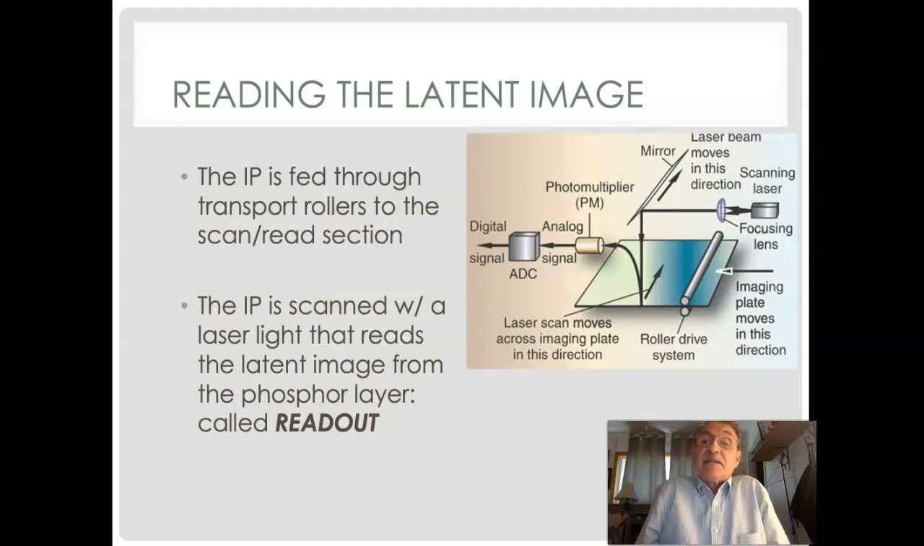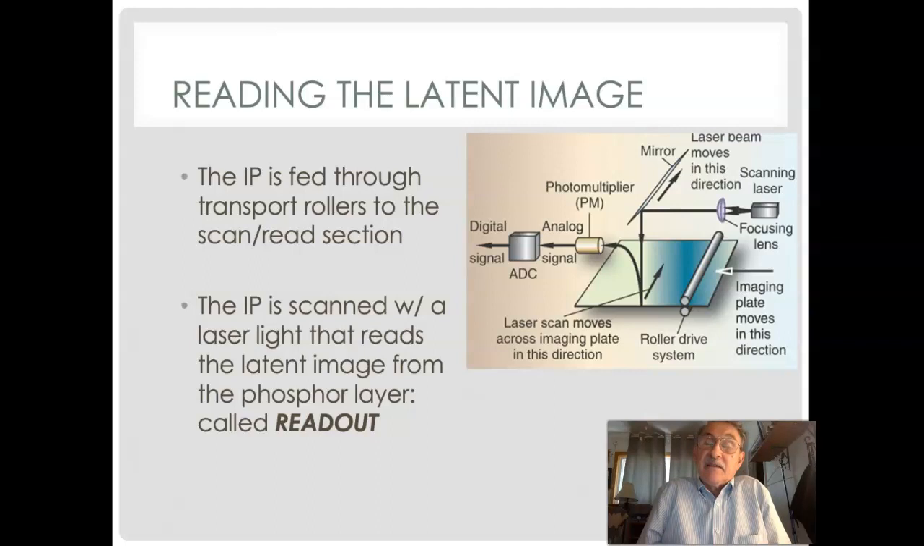Okay, the image plate is scanned with a laser light, and that reads the latent image from the phosphor layer, and this is called readout. So I'm looking at this illustration, and I see the phosphor plate, and the phosphor plate moves slowly in that direction along its long axis. Okay, there is a scanning laser. Can you see it up above? And that scanning laser, a laser is light, and light can be focused, so that light is focused onto a mirror so that it projects onto the plate as the plate is moving.